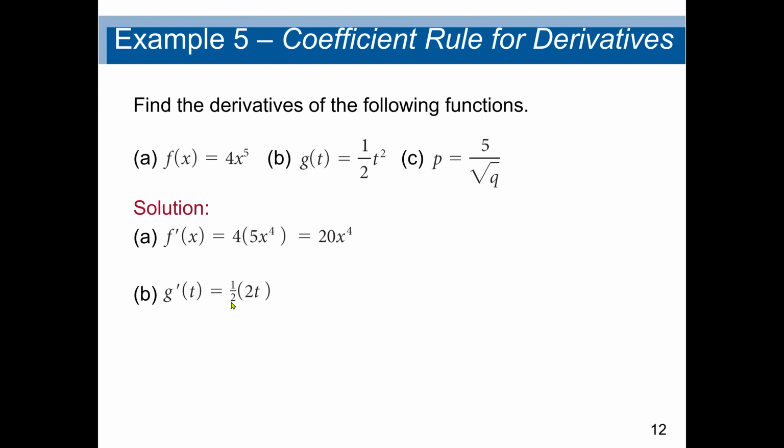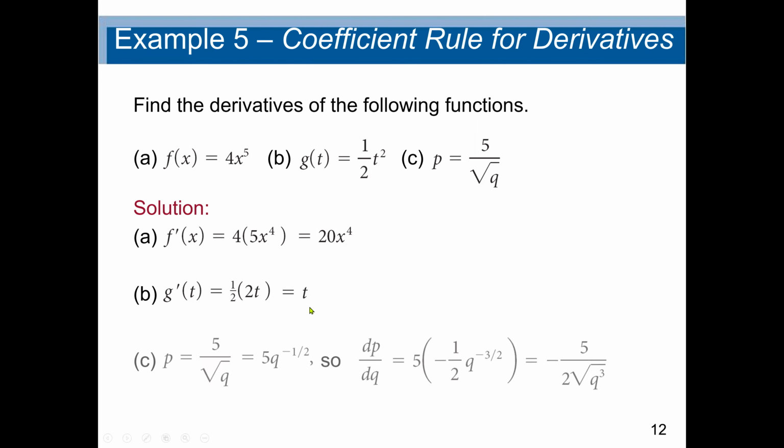The same thing applies here also. If I have half t square, remember this t is a numerator. So I'll bring the 2 to the front and I'll subtract 1 from the 2, which is the exponent. So my answer will be 2 over 2, or half times 2t. But since we know 2 divided by 2 will give me 1, our final answer will be t. So here we have t.